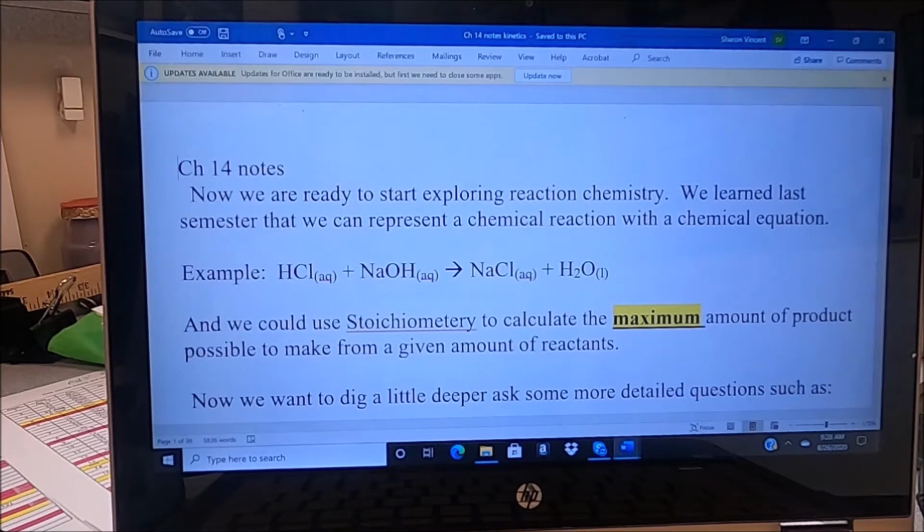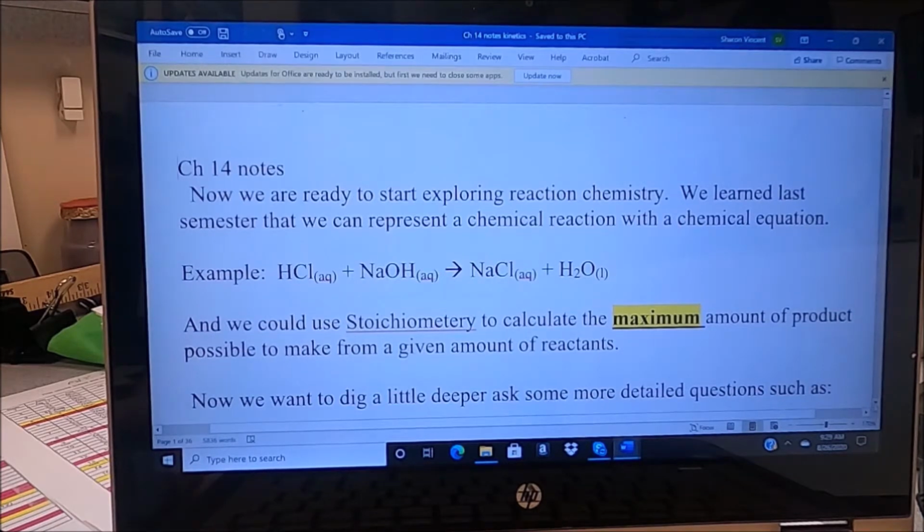Now, we're starting chapter 14, and in this chapter we're looking at the first concept of reaction chemistry. We learned last semester how to write a chemical equation to express a chemical reaction. The example on your screen is aqueous hydrochloric acid reacting with aqueous sodium hydroxide to give aqueous sodium chloride and liquid water. This is a stoichiometrically balanced chemical equation, so we can use stoichiometry to calculate the possible amount of product that we can get if everything reacts.